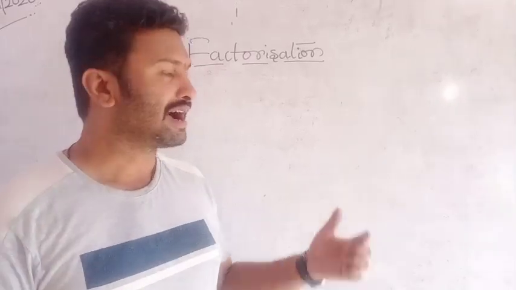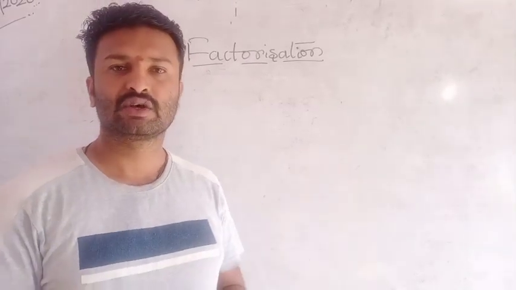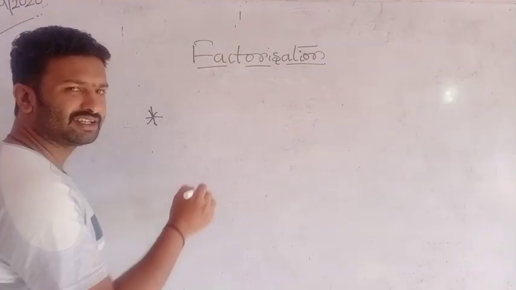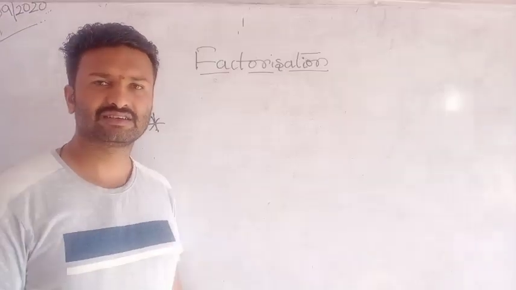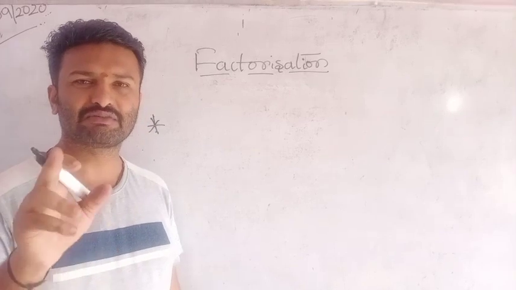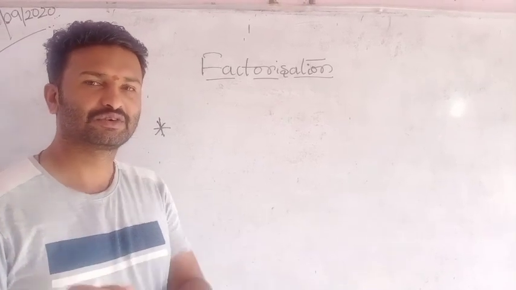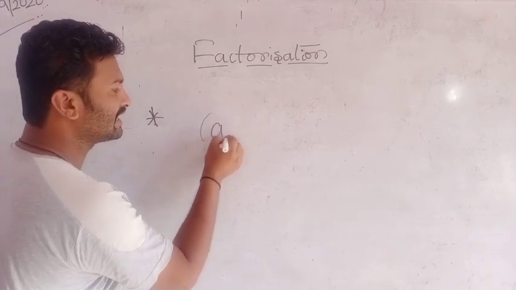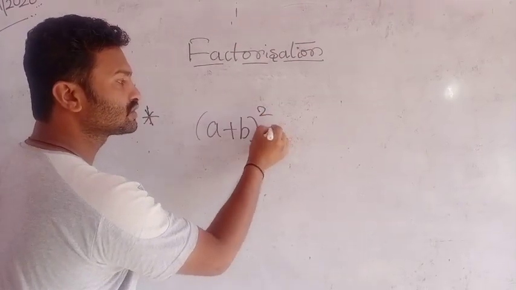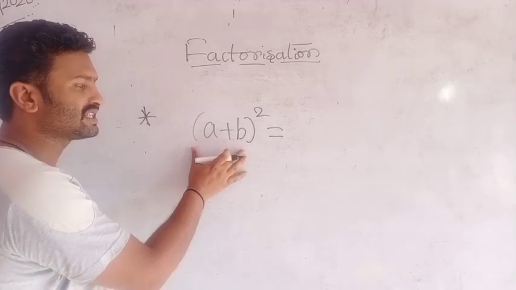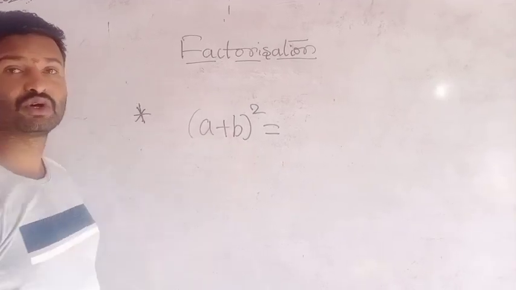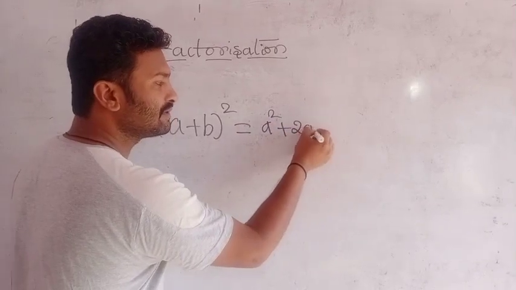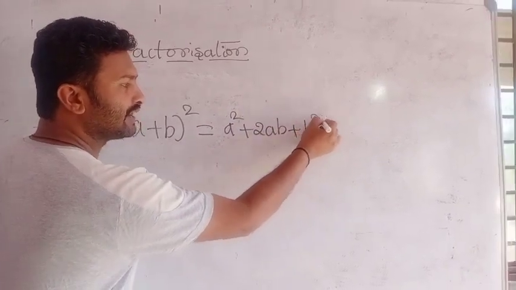Boys, after completion of the first exercise, you need to remember some identities. Which are the identities? I think you studied them in 7th standard. I think you remember. If you do not remember, just go through these identities. (a + b) whole square equals what? Expansion of (a + b) whole square equals what? a square plus 2ab plus b square.